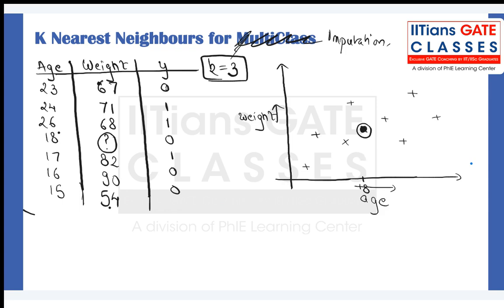I look at the 3 nearest neighbors and I take their average. Let's say the average is 63, and I can replace that missing value with 63. And once I know the value 63, I can draw this again, and then my KNN algorithm will be able to predict for the test set. Understood how you can use KNN for doing imputation?